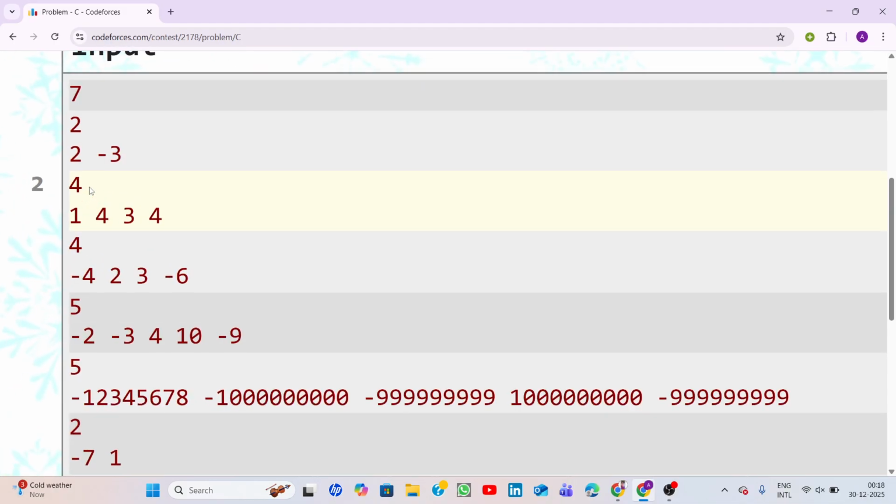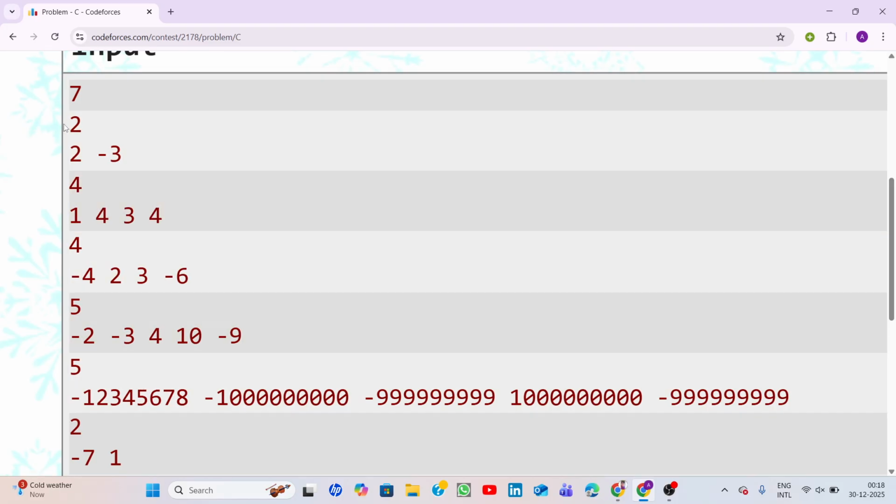So suppose the first element is positive. Okay, so if any negative element comes in front of the positive element, then we would just remove the element and add minus of the negative number, which results in a positive number. So that gets added.